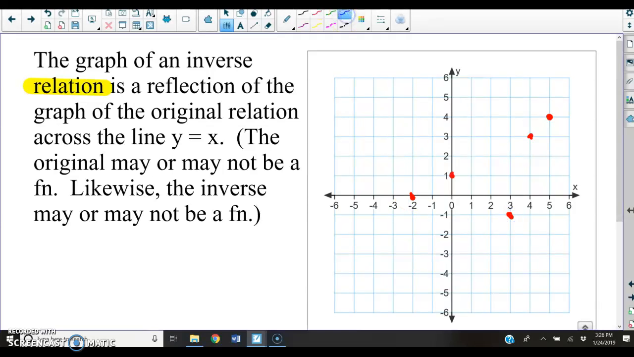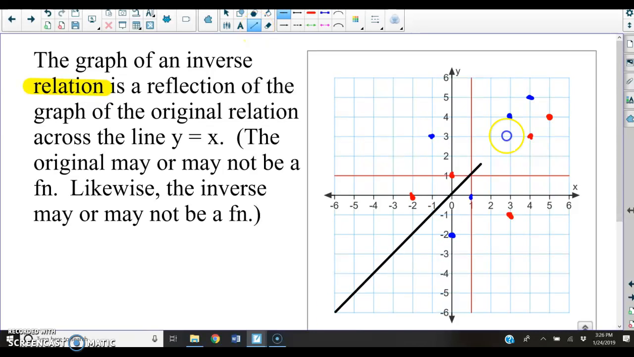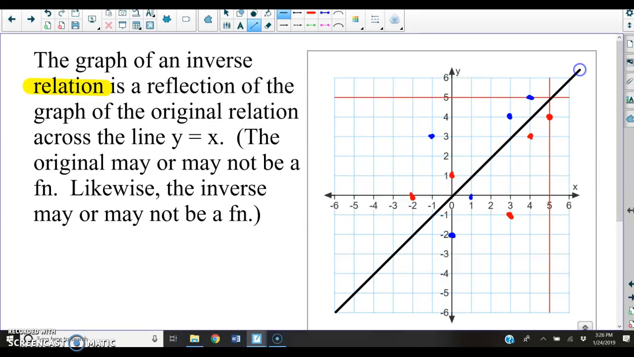Okay, so if I do the inverse, that switches my x and y. So now instead of (3, -1), it's (-1, 3). Instead of (4, 3), it's now (3, 4). Instead of (5, 4), it's (4, 5). Instead of (-2, 0), it's (0, -2). And now I'm going to put in that line y equals x. You see what happened? Okay, so the reflection is across the line from each other. It's mirroring it across that line.